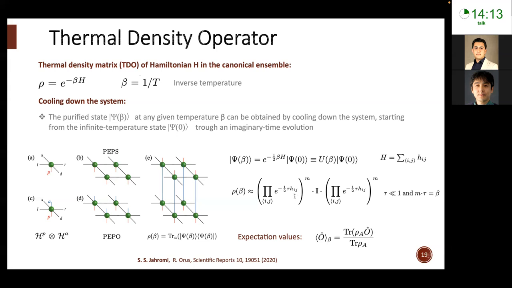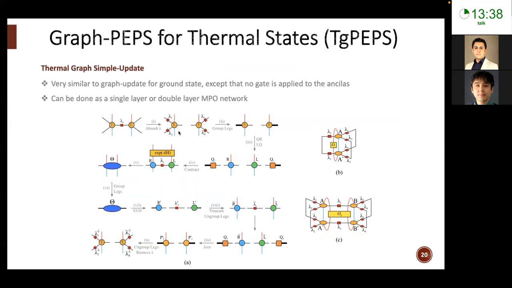You just have to do a standard imaginary time evolution with beta over 2 steps on some finite temperature state, and then cool down the system to the desired temperature that you like. In the end, when you reach the desired temperature, you would also calculate the expectation value of a local operator by tracing over the operator and the thermal density operator of the system. And this is how you can technically use the structure matrix, the update, which is very similar to the previous update that I introduced for the ground state.